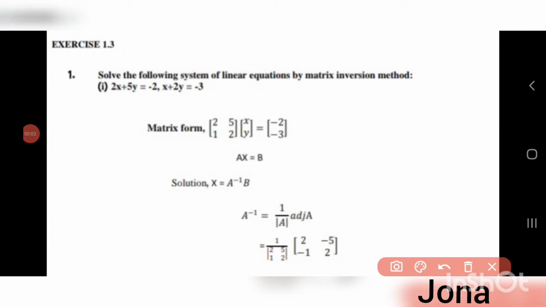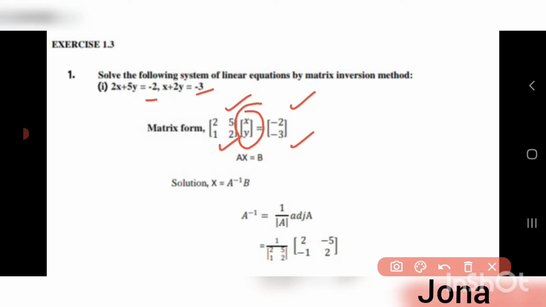Exercise 1.3. Solve the following system of linear equations by matrix inversion method. Here the equations are given as 2x plus 5y equal to minus 2 and x plus 2y equal to minus 3. We want to make the equations in matrix format, isn't it? So we can write the coefficients as 2, 5, 1, 2, and the variables given are x, y, and then the constants on the right hand side of the equation are minus 2 and minus 3.